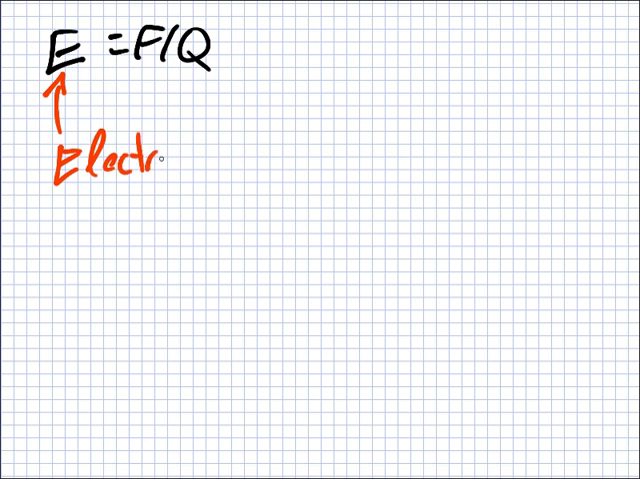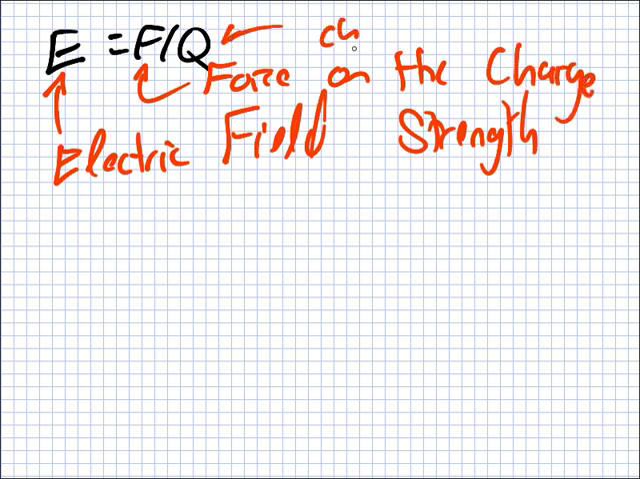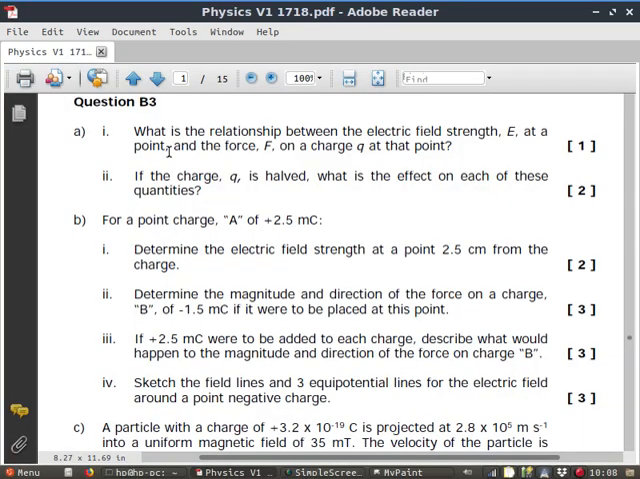Okay, so Ben, I know you got the first one. E is F over Q. And in the exam you need to say that E is the electric field strength, F is the force on the charge, and Q is the charge. You can say it in words as well: E is defined as the force F experienced by a particle per unit charge. That's all good, many ways.